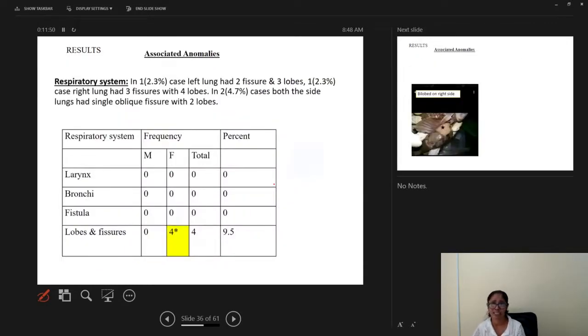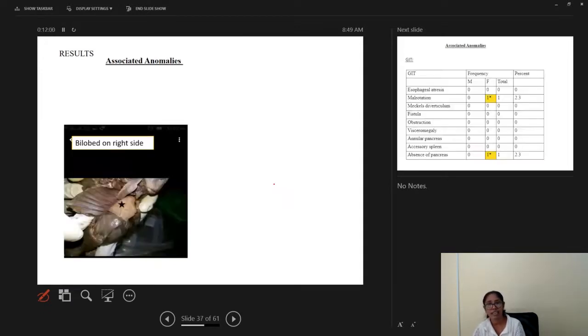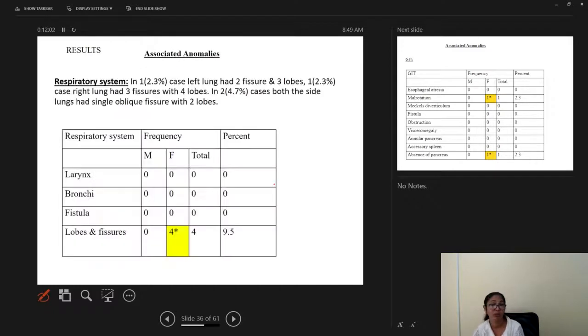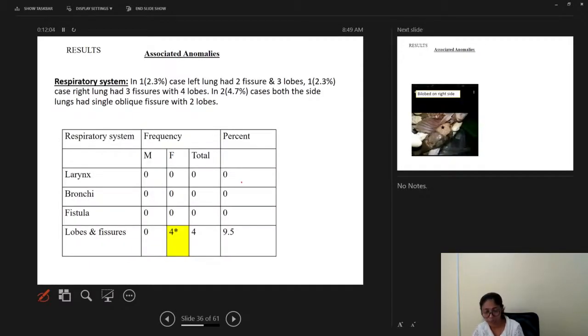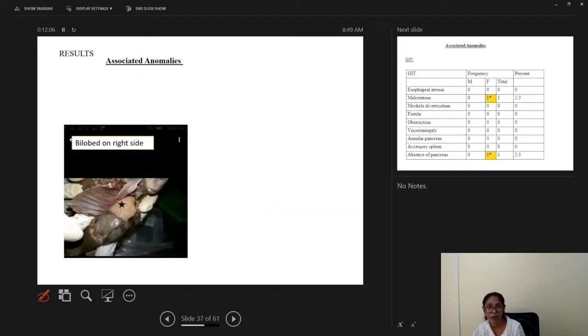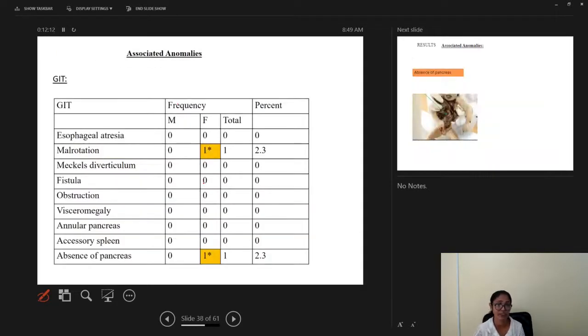Respiratory disorder: one case had a left lung which had two fissures and three lobes. I don't have the image of this, but I do have the image of the right lung, which has one fissure and two lobes. So these are the anomalies seen in the respiratory system.